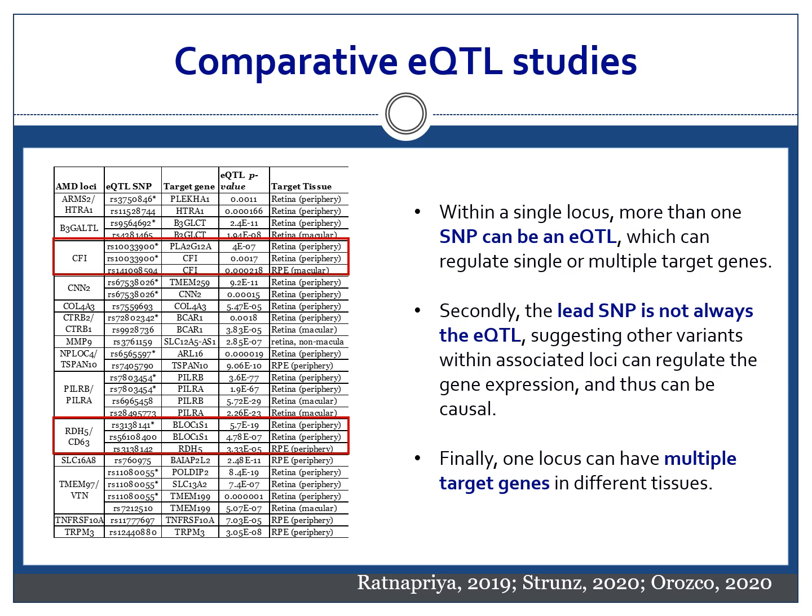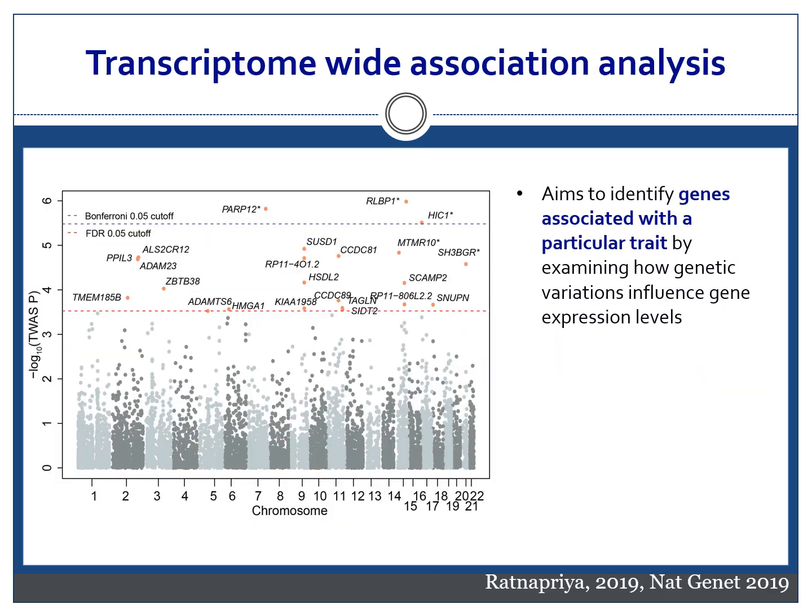For example, for AMD, both retina and RPE have a significant role, and you can see at the RDH5 locus we identified BLOC1S1 on the retina side as the target gene, whereas on the RPE side RDH5 seemed to be the target gene.